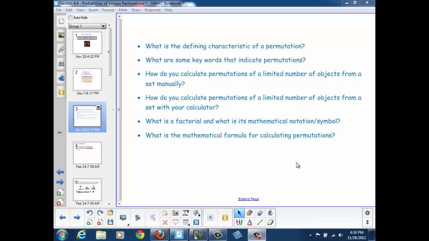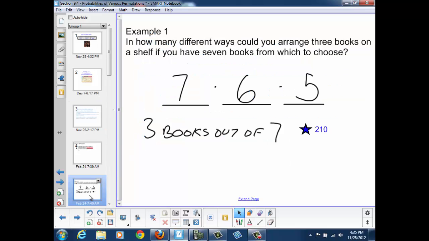So let's recap. What is the defining characteristic of a permutation? Well, it's the point that order matters in the arrangement. What are some key words that indicate permutations? Things like and or in a row. How do you calculate permutations of a limited number of objects from a set manually? Well, laying out the number of slots, as we did in the first example, and working our way through the slots as our choices become more limited.